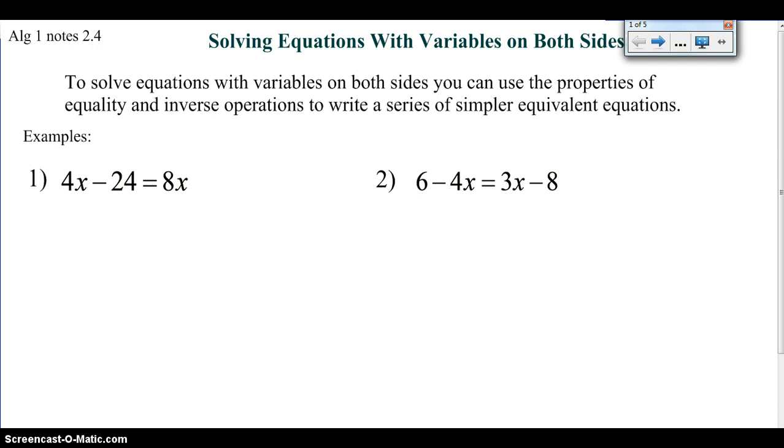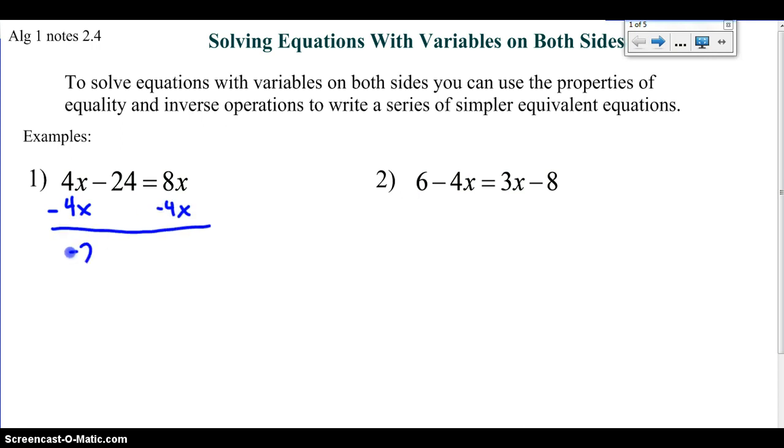Alright, so to solve equations with variables on both sides, we take the same approach that we did with any other equations that we've solved in the past, which is use your inverse operations and your properties of equality. So here we go. Number one, 4x minus 24 equals 8x. In order to get the x isolated, I'm going to go ahead and subtract 4x from both sides.